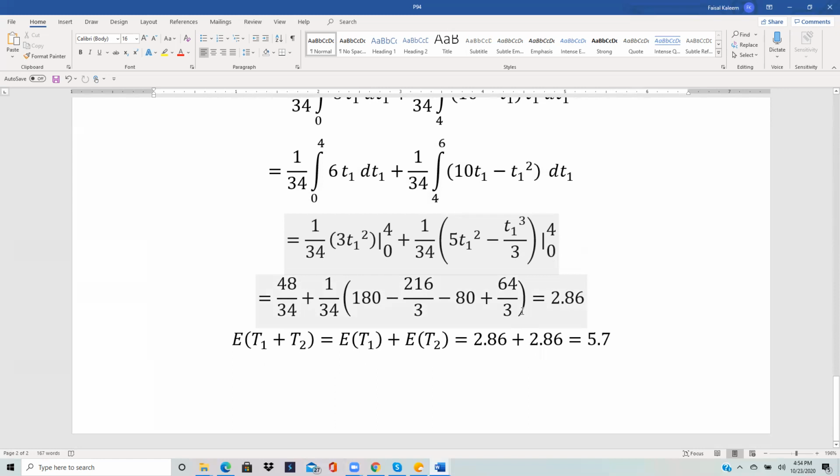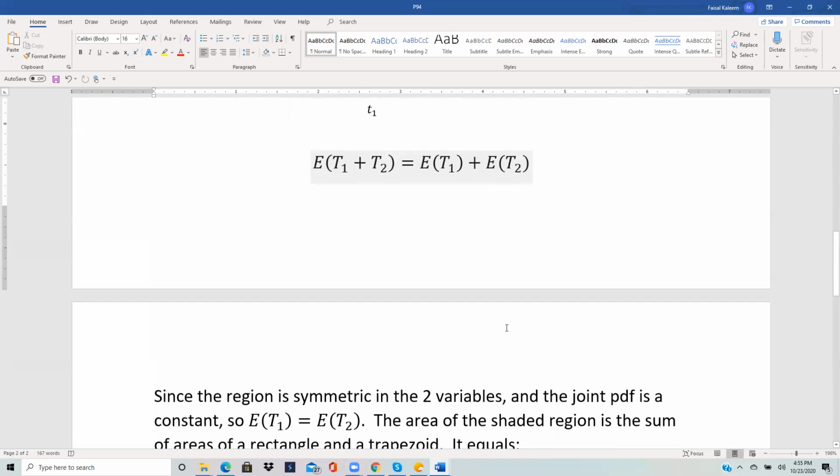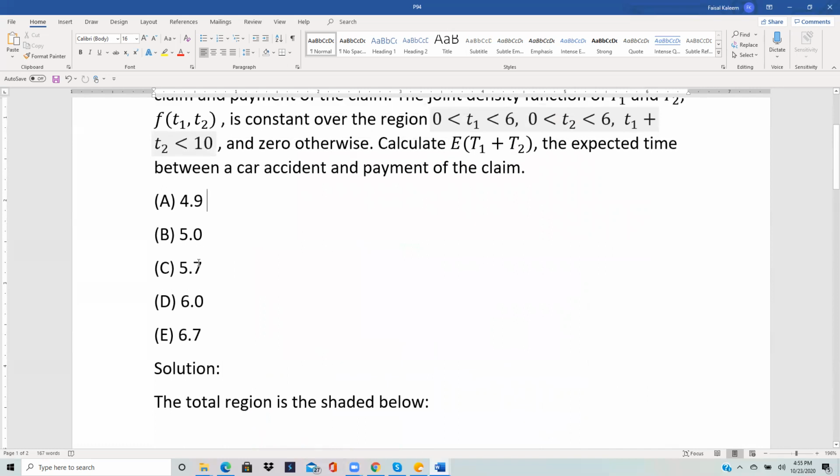After all is said and done, E[T1] comes out to be 2.86. E[T1 plus T2] is what we need, so that's E[T1] plus E[T2], and we said by symmetry that E[T2] will also be the same as E[T1]. So 2.86 plus 2.86 is 5.7, which is choice C.